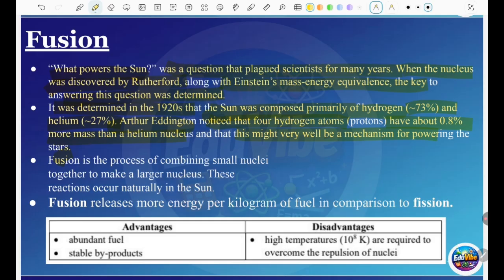This whole thing is happening, and this is the story behind it. Then we can see that fusion is the process of combining small nuclei together to make a larger nucleus.